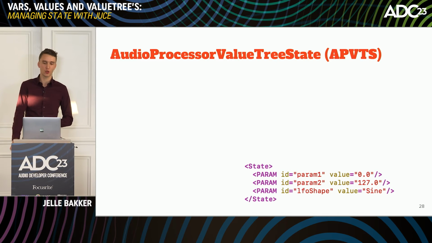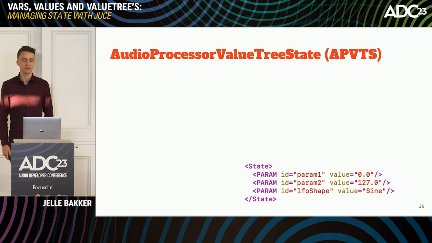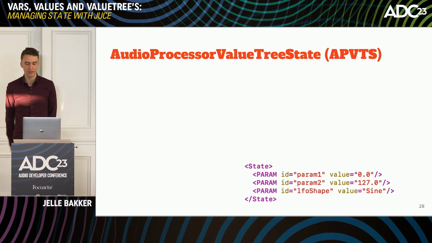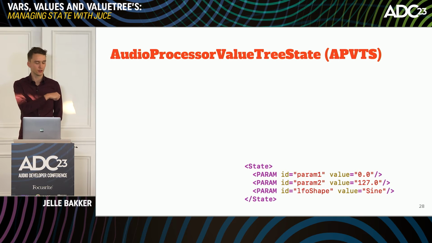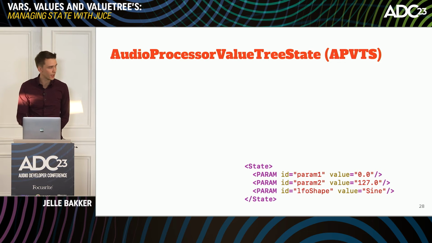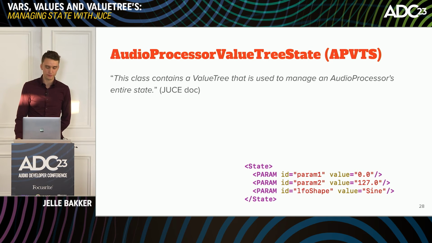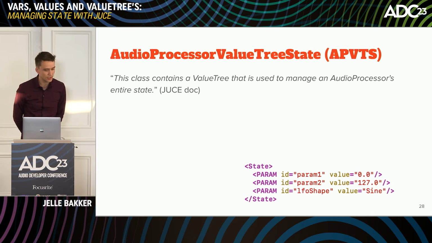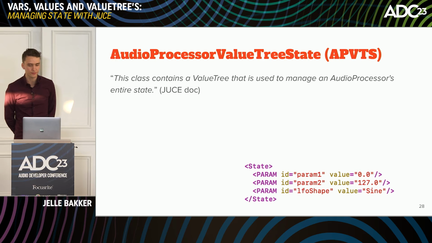So the first object that's solving some of these problems is the AudioProcessorValueTreeState. I'll call it APVTS from now. This will store your parameter state in a value tree. So it's going to be XML and will look kind of like this. Every parameter is going to be a node in your state, and it will take care of your state. And the documentation says the class contains a value tree that's used to manage an audio processor's entire state.